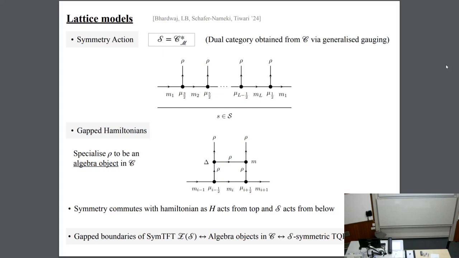And then I can define a symmetry acting on this state space. It turns out that the symmetry in this case is what is called C dual M. This is the dual symmetry with respect to C, and it's obtained via some generalized gauging procedure. The symmetry acts in this way: you take a symmetry line and you fuse it on the state space of the model from below. This in general will change this labeling here, and this is the symmetry action.